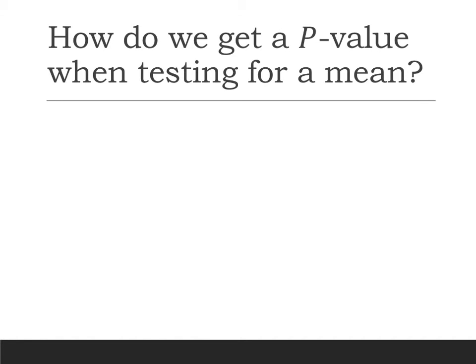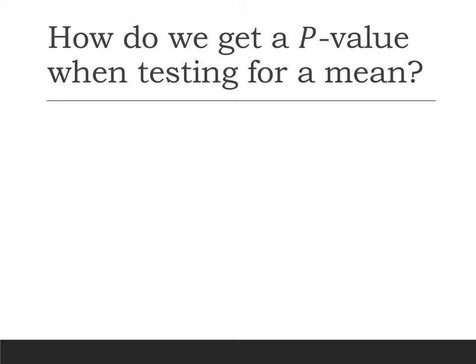All right, so that one thing that's different, coming up with that p-value, how do we do it? So how do we get a p-value when testing for a mean? Well, let's think back first to what we did in section 10.2. So in section 10.2, we used a one prop z-test. And remember that prop was there to help us remember that prop is for proportion.